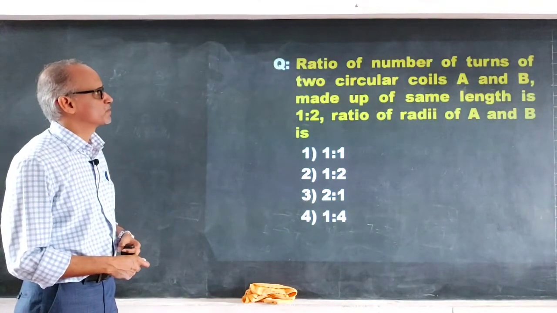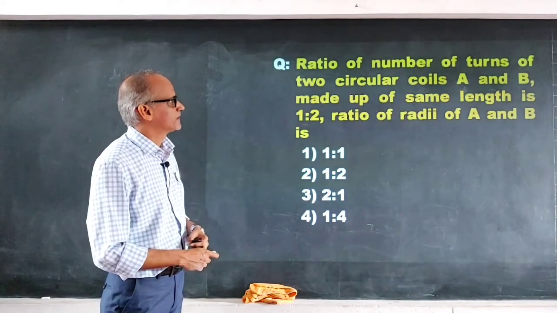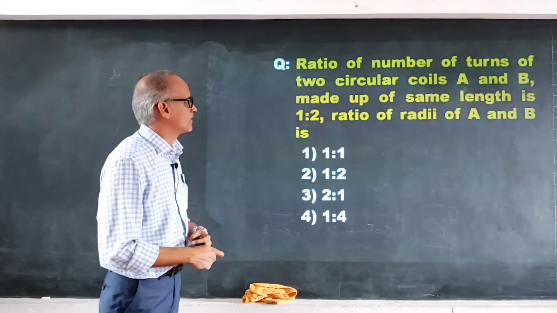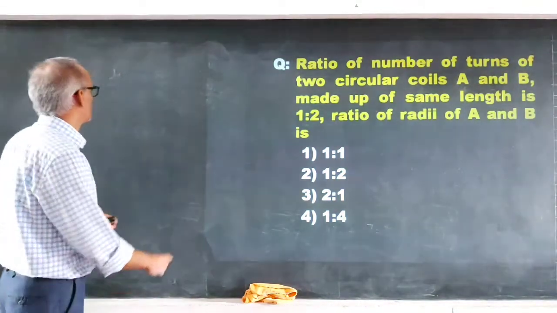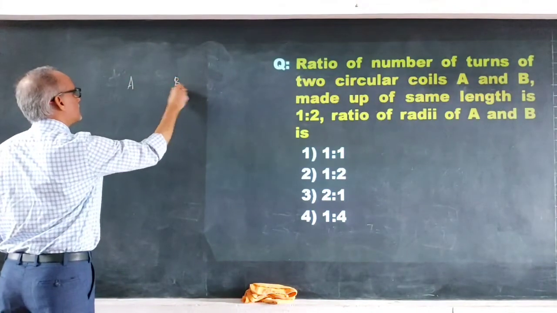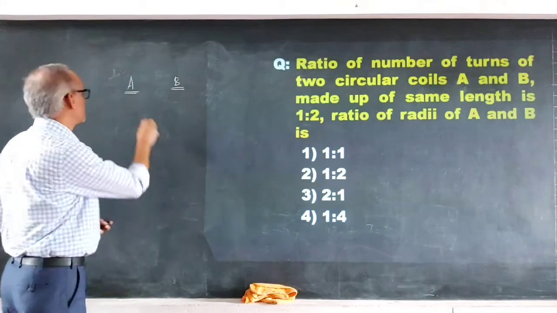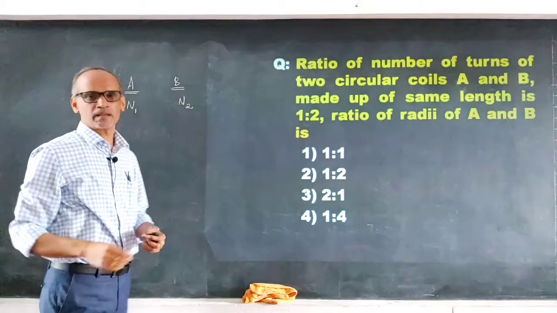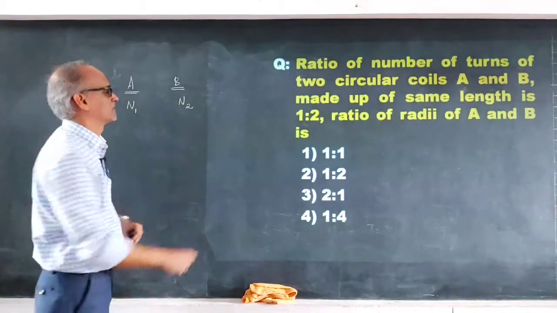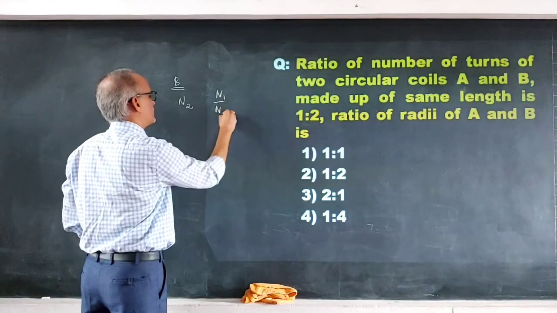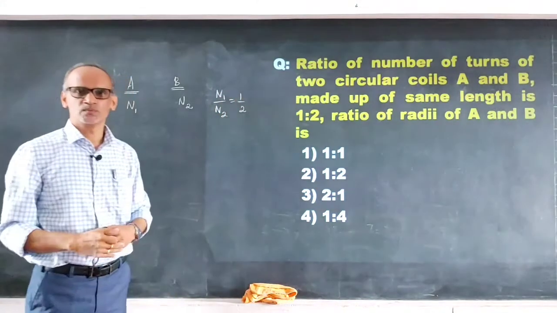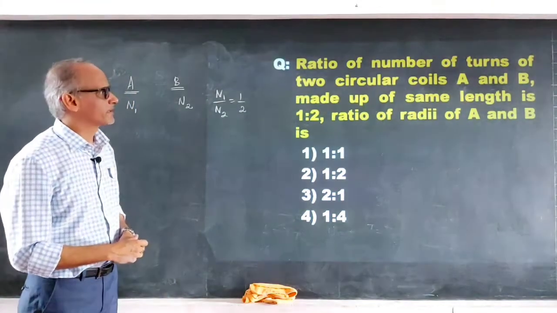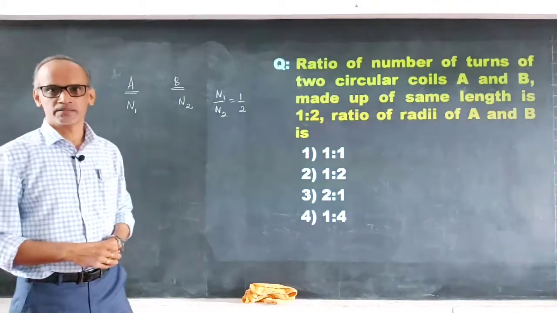Ratio of number of turns of two circular coils A and B made up of same length is 1:2. Ratio of radii of A and B is. So there are two coils A and B. Let N1 be the number of turns in the first coil, and let N2 be the number of turns in the second coil. That ratio is given. What is the ratio of N1 by N2? N1 by N2 is 1 by 2 or 1:2. It's given, 1:2. So we have to find the ratio of the radii of A and B.